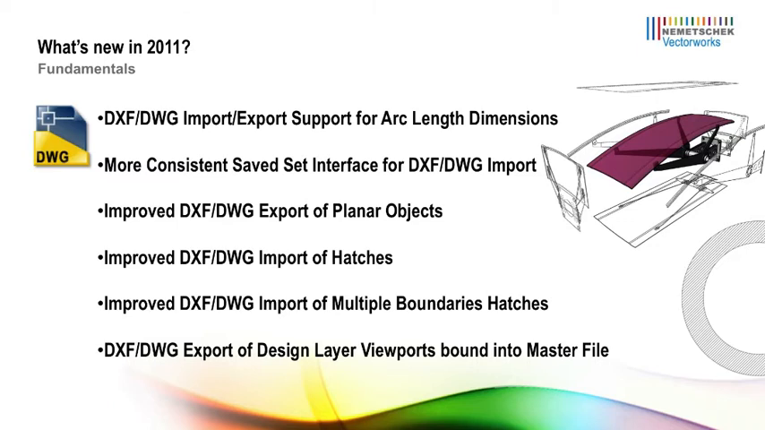So let's look at some of the DXF DWG improvements for 2011. The first couple of items give you the ability to import and export arc length dimensions, as well as being able to save your settings for a more consistent import of your DWG information. The next 2 items will increase usability and making dealing with hatches even faster. And the last item will give you the option of binding the design layer viewport into the master file or leaving it as a standalone file.